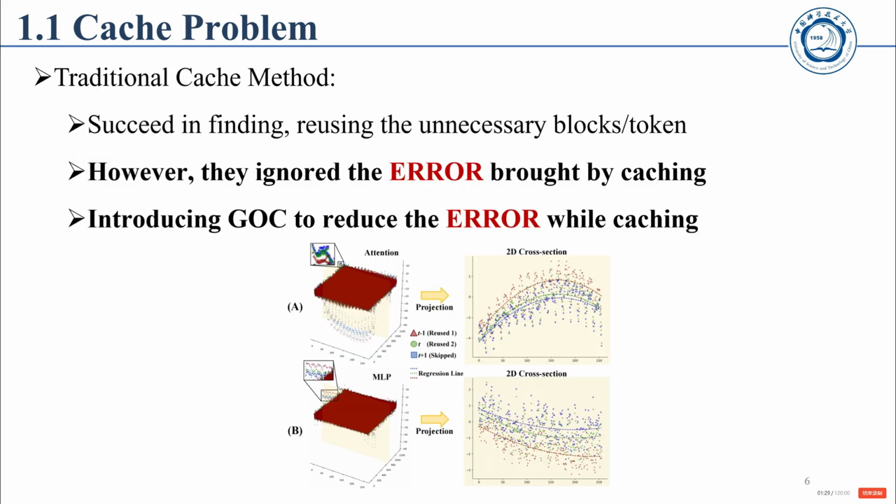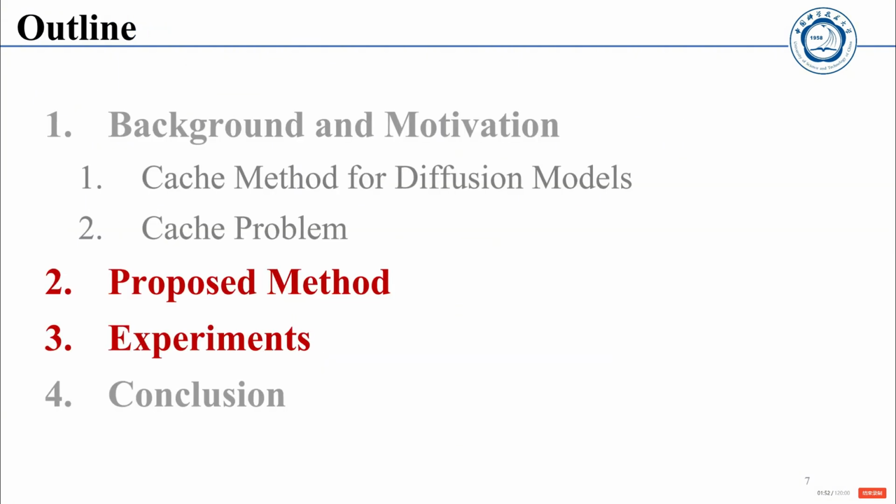However, the aforementioned methods all focus on finding positions that are unimportant for sampling and caching them. They do not consider how to address the inevitable errors caused by caching. Therefore, when the caching intensity increases, the generation quality drops sharply. To solve this problem, we propose GOC, gradient optimized cache, to reduce caching errors. Next, I will talk about the implementation of GOC and its experimental results.